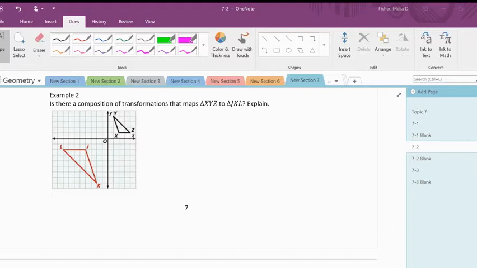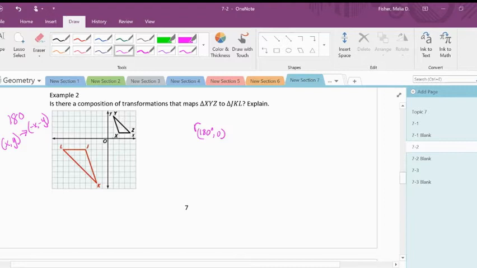If we rotate 180 degrees about the origin, that means that the rule for 180 rotation is to take X and Y and change them to negative X, negative Y. So if we look at X, it was at 2, 1, so we would change it to negative 2, negative 1.